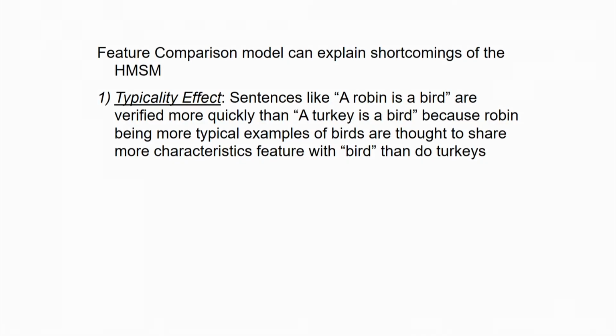So, the feature comparison model, why is it good? Because it can explain some of the shortcomings of the earlier model. First, the typicality effect. Sentences like "a robin is a bird" are verified more quickly than "a turkey is a bird", because a robin is a more typical example of birds and is thought to share more characteristic features with the bird. Although a robin has a number of defining features, when you actually look at it, it has a lot of characteristic features shared with the bird, and so it is verified much quicker.